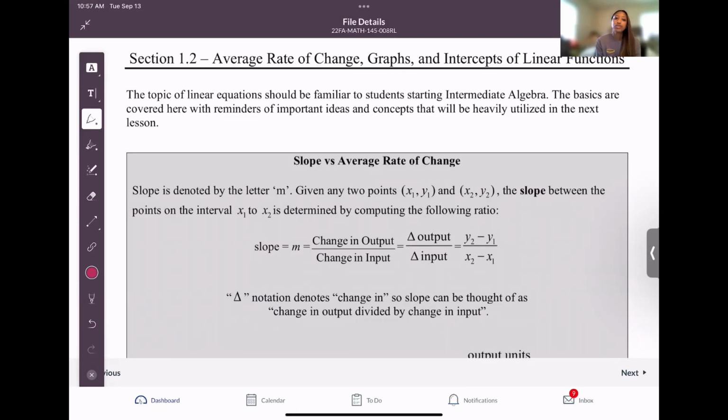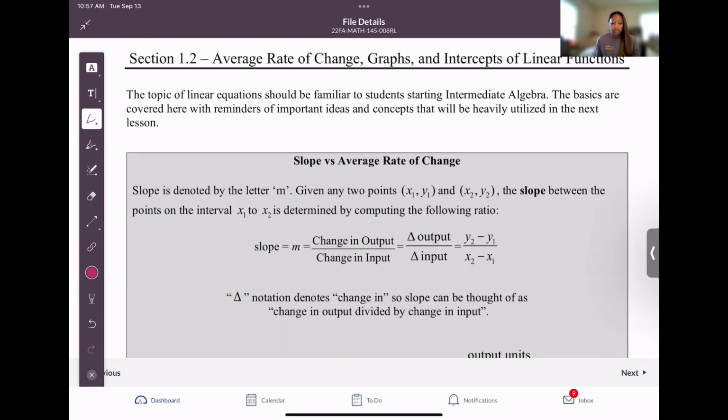Section 1.2 is about computing the average rate of change of a function. And then we're going to talk about how that relates to the slope of a line, and then how to find the slope-intercept form of the line and the intercepts of a linear function.